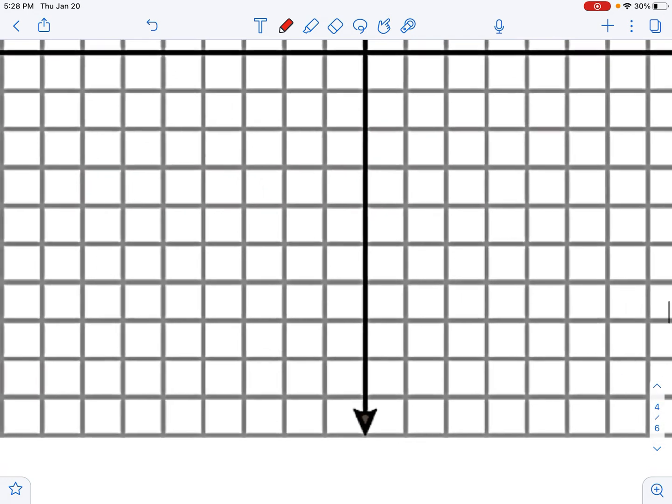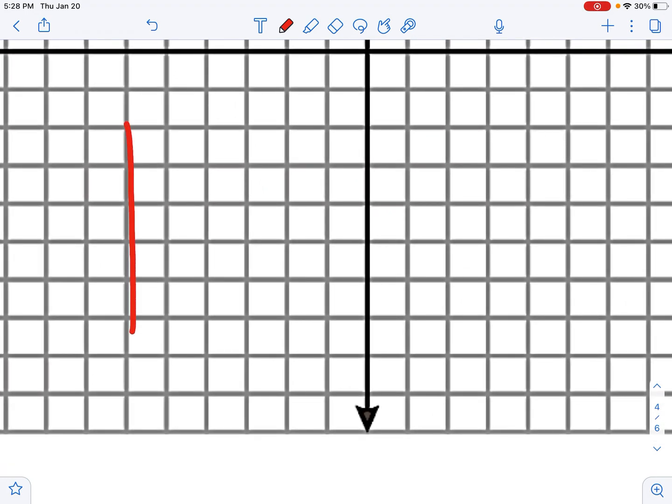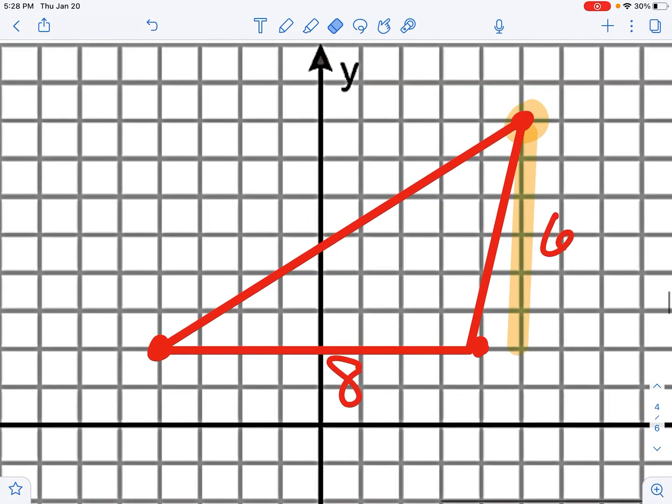Now on your quiz, what you're going to see is you will see a triangle that looks something like this, where you have a base and a height. But on the homework, this one's a little bit tougher. It's not nice and obvious where the base and height are. So here I've got to find my height is 6, my base is 8.